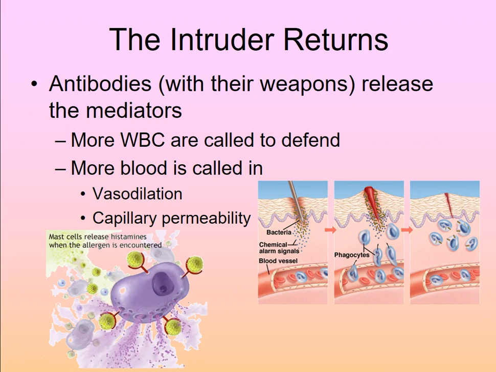More white blood cells are called in to defend, and then as these mast cells get hooked up with the antigen, as you see here, here's the antigen, and it gets placed on the surface of the mast cell, that activates the mast cell and then releases its chemical weapon called histamine. That histamine is going to cause two primary things going wrong with the blood, especially if there's an over-release of them, which is what happens in anaphylaxis. More blood is called in. That results in vasodilation and capillary permeability.